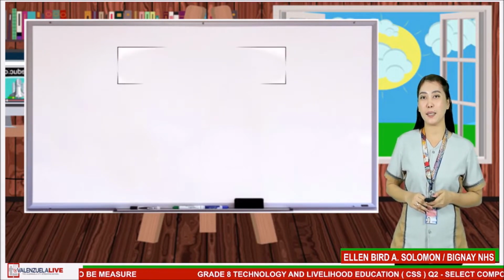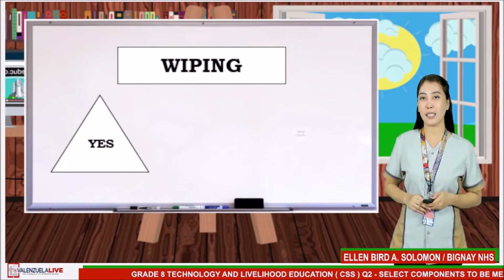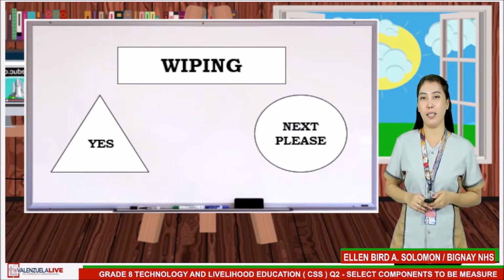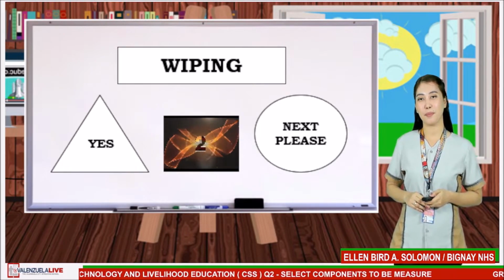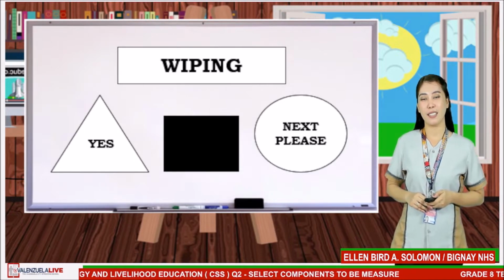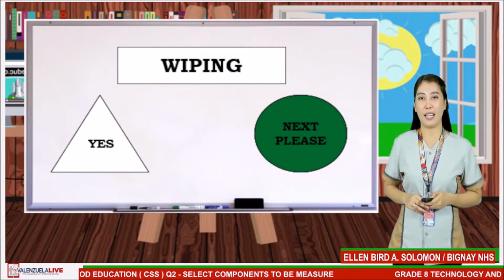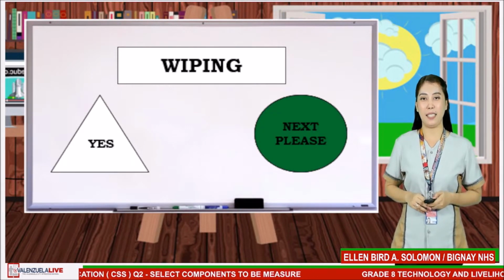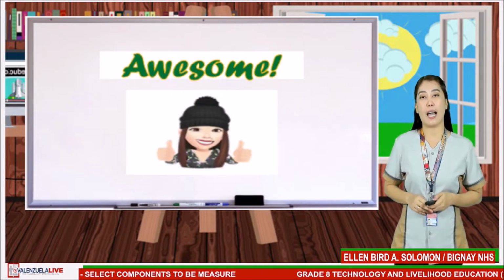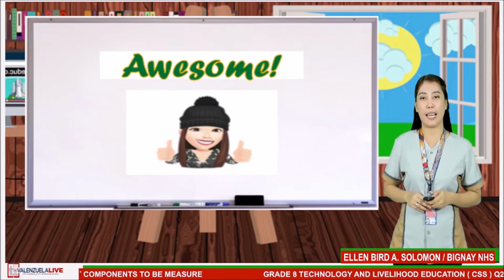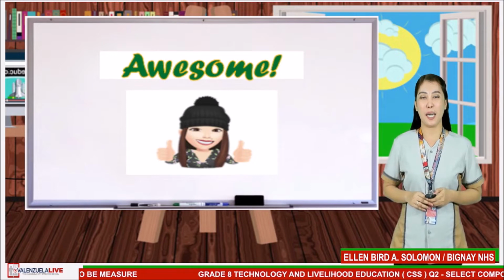Last is wiping. Yes or next, please. Your timer starts now. Time has ended. For the last item, the correct answer is next, please. Awesome. Some other basic guidelines in maintaining hand tools in CSS are lubricating, sharpening, and inspecting.